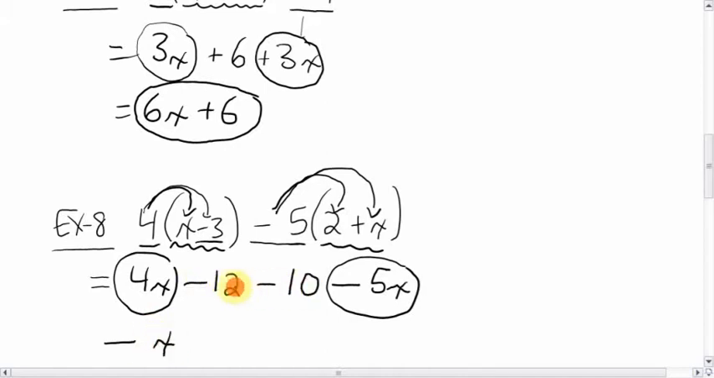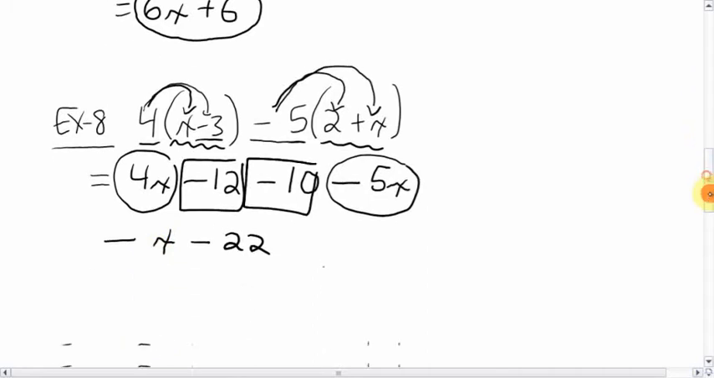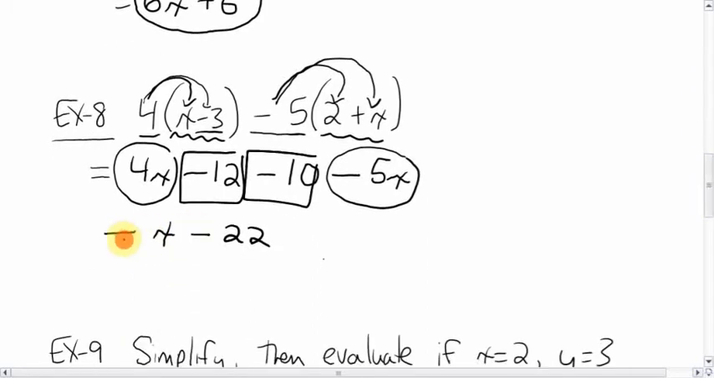And then what are you left with? 2 numbers. Well, let's put squares around them. You're down 12, you're down 10, you're down 22. So this one is going to be, because we cannot simplify it any further, negative x minus 22. That's as far as we can go. Alright.